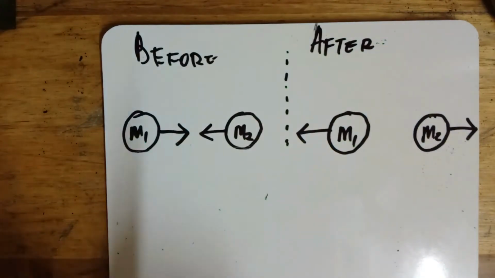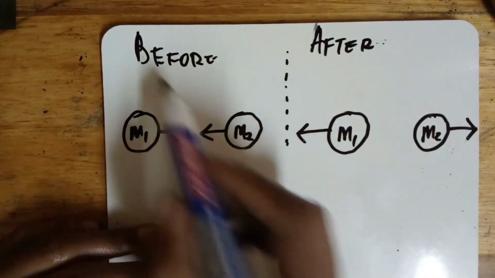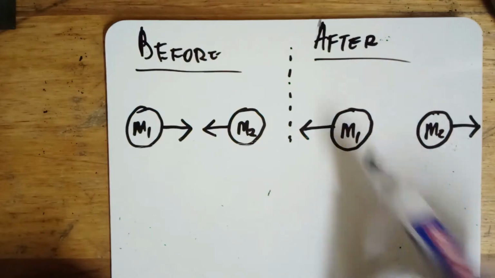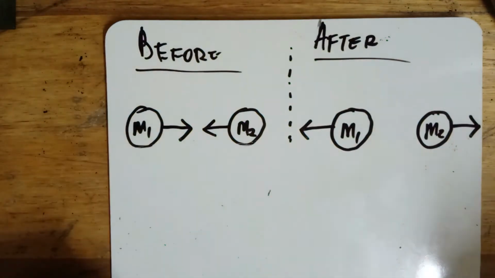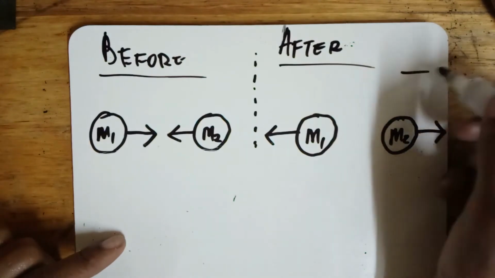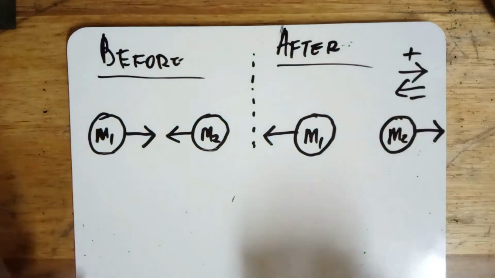This is the situation that was described to us. We had two balls, they were traveling head on, they are about to collide. This is before collision, this is after collision. After collision, this ball travels in one direction and the other one travels in the opposite direction. As we always do, let's say right is positive and left is negative.